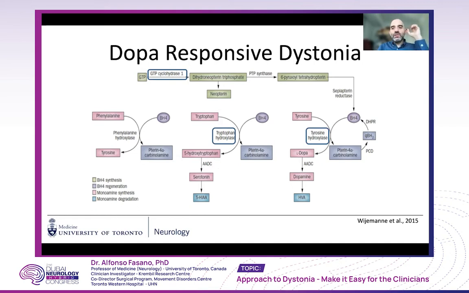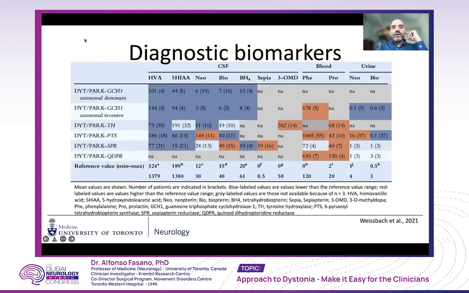Really, the most important take-home message here is that these are people with dystonia, usually early onset, so during childhood, very early actually, especially TH can present right after birth. And in these cases, there is always something else, sometimes a little bit of Parkinsonism, sometimes depression, sometimes dysautonomia, because as you can tell, there is the involvement of other aminergic systems.